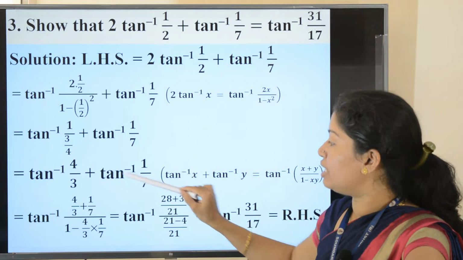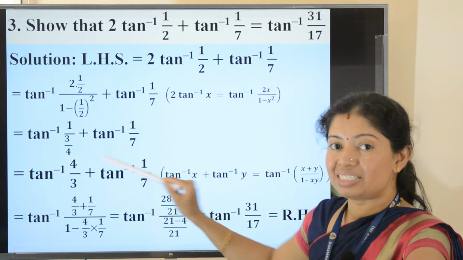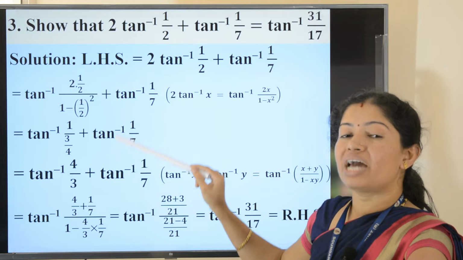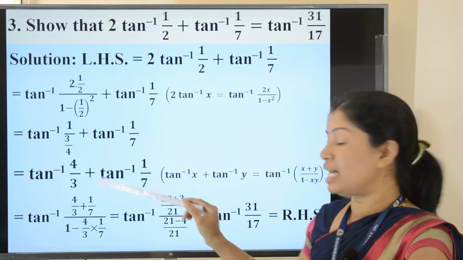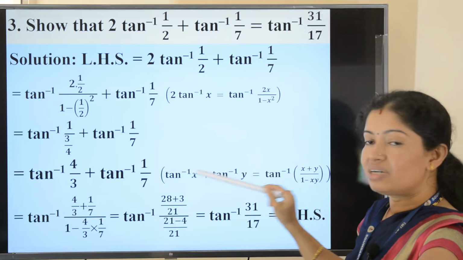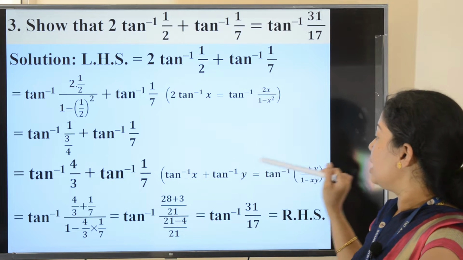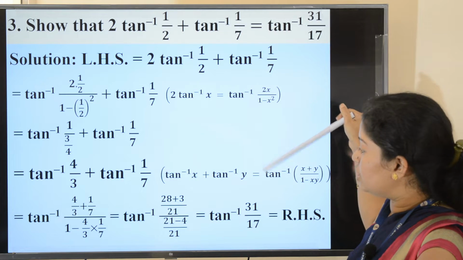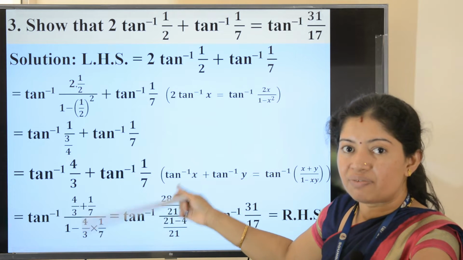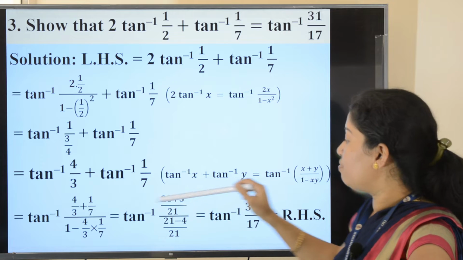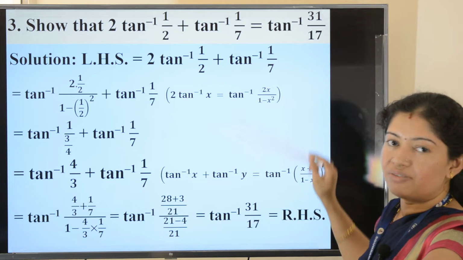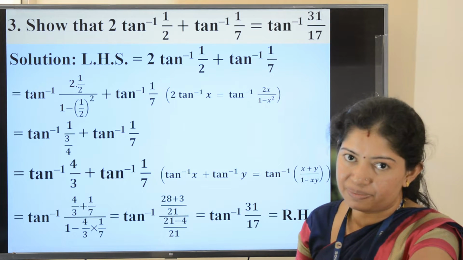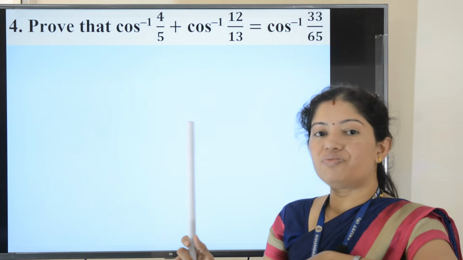Now you are having sum of two inverse tan functions. Now you can use another property, that is sum of two inverse tan functions, which is given by tan inverse of (x plus y) divided by (1 minus xy). So we used this property and we did further simplification, and finally we got our right hand side. Next, let us see the fourth problem.